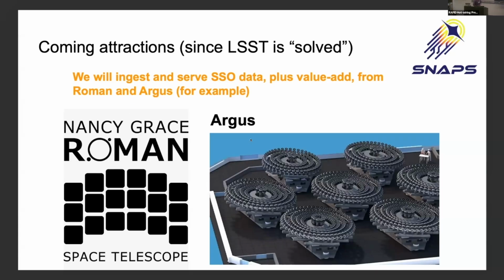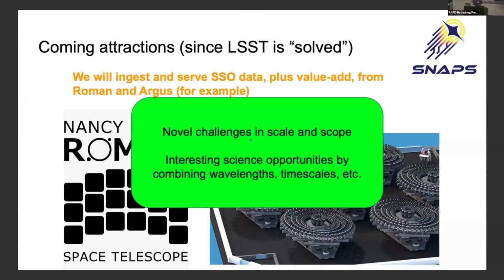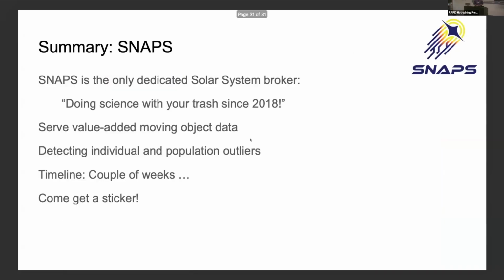Don't quote me. Okay. There are novel challenges, you all know this, novel challenges in scale and scope with both of those. But you know this in your science, and I'm telling you on my side as well, that there's interesting science opportunities there by combining wavelengths and timescales in particular in the solar system. The Argus timescale is completely unsampled in solar system science. And so that's pretty neat to combine that with other data sets we've talked about. Okay, here's the end.